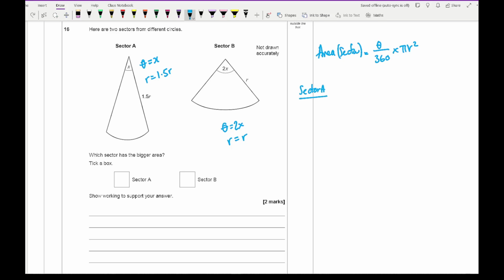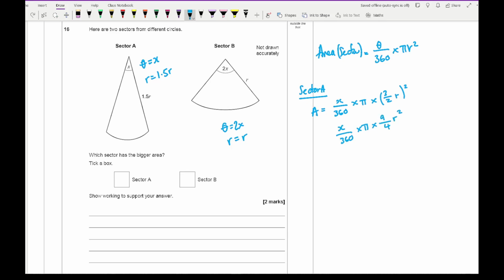Substituting the numbers in, I've got that A equals x over 360 multiplied by pi times, and I'm going to use fractions, which doesn't really make a difference, 3r over 2 squared. Actually, let me correct that, because the r should be inside the bracket. Now I want to simplify this. So here I've got x over 360 multiplied by pi multiplied by 9 over 4 r squared.